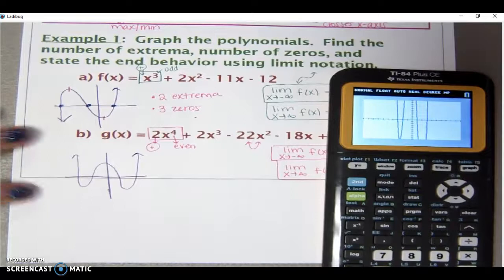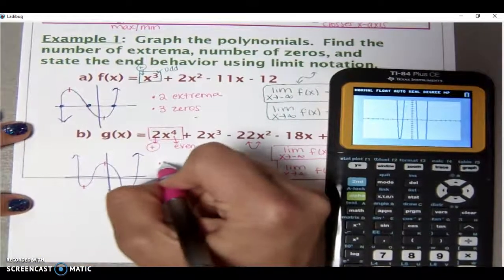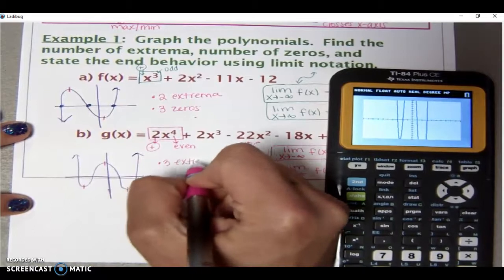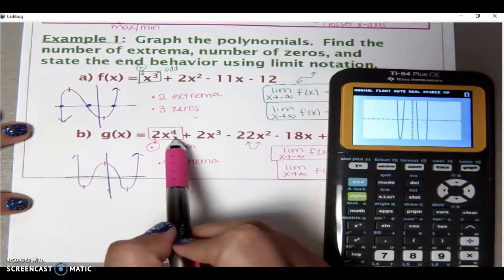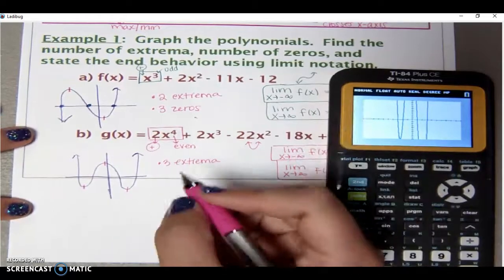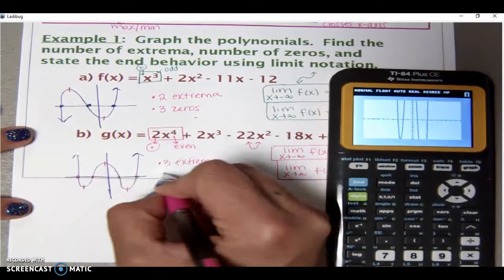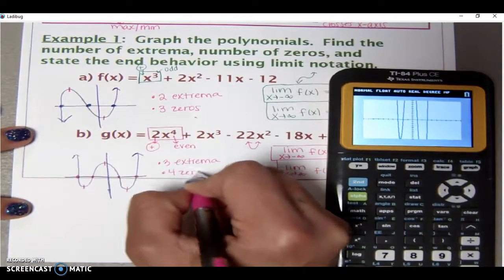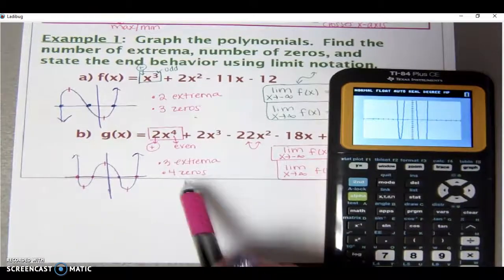So for our max or mins, or extrema, we have 1, 2, 3. So 3 extrema. And remember, it was at most n minus 1. Well, that makes sense because our degree was 4. And then our zeros, where it crosses the x-axis, we have 4 of those zeros, which also makes sense because our highest exponent there was 4, so we had 4 zeros.